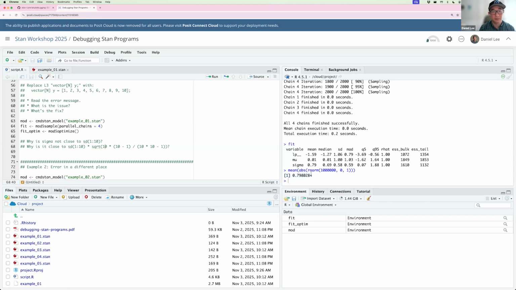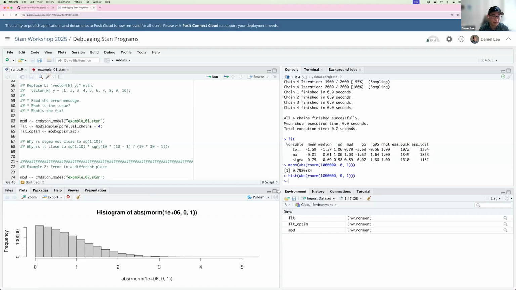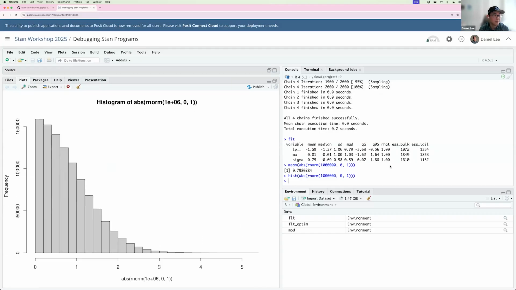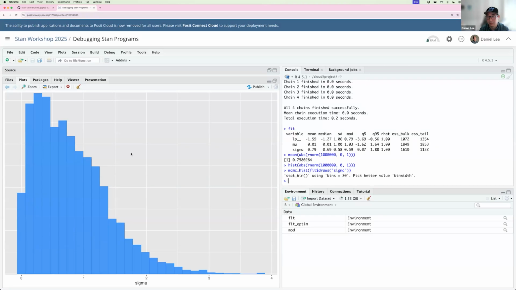So it's sampling right. If you wanted to take a look at it, you could also take the histogram of that. Oh, that looks squashed. Okay, that's what that looks like. If we do mcmc_hist of sigma, that's what the posterior distribution of sigma looks like.